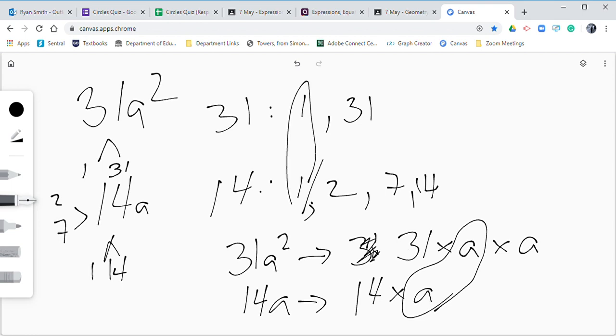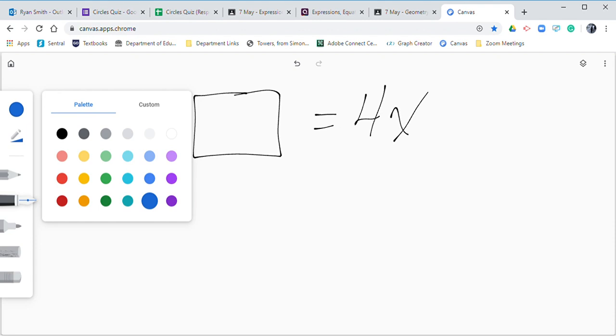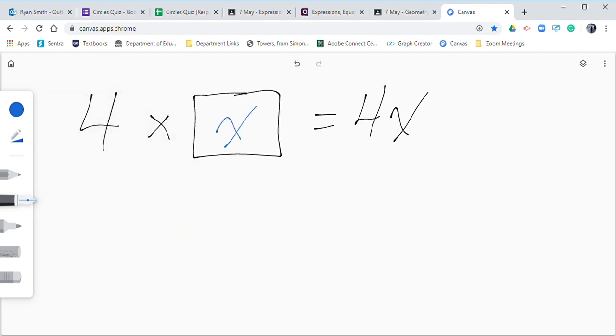So I want you to think for a couple seconds. I want you to look at these examples and check out this. If I gave you 4 multiplied by some number, equal to 4x, what number do I have to multiply 4 by to get to 4x? If you're thinking x, you're correct. All right, so the next one.